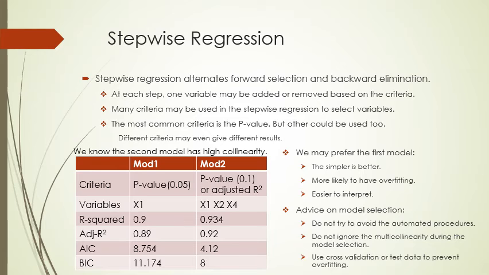Our advice on model selection is: do not hesitate to use automated variable selection procedures, such as stepwise regression, even though they are not perfect and may yield different results if different criteria are used. Do not ignore the multicollinearity during the model selection. Use cross-validation or test data to evaluate the model to prevent overfitting. It is also recommended to have validation data that is totally independent, especially for the model validation.